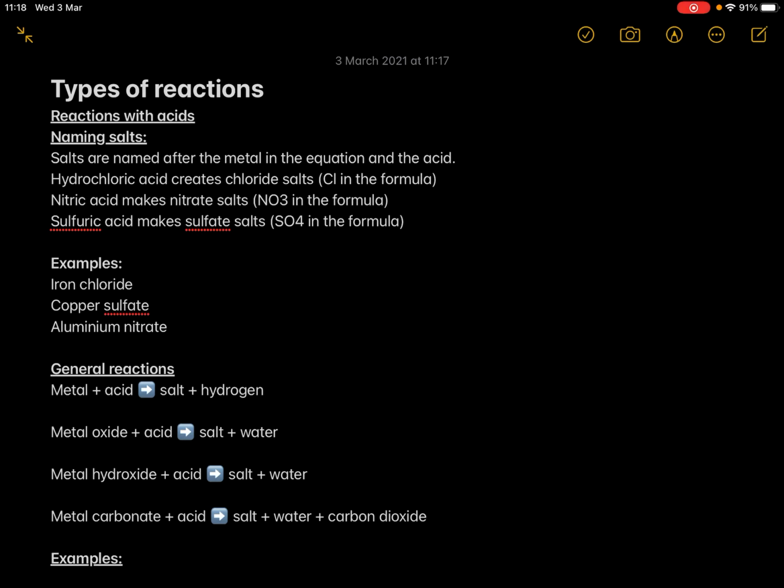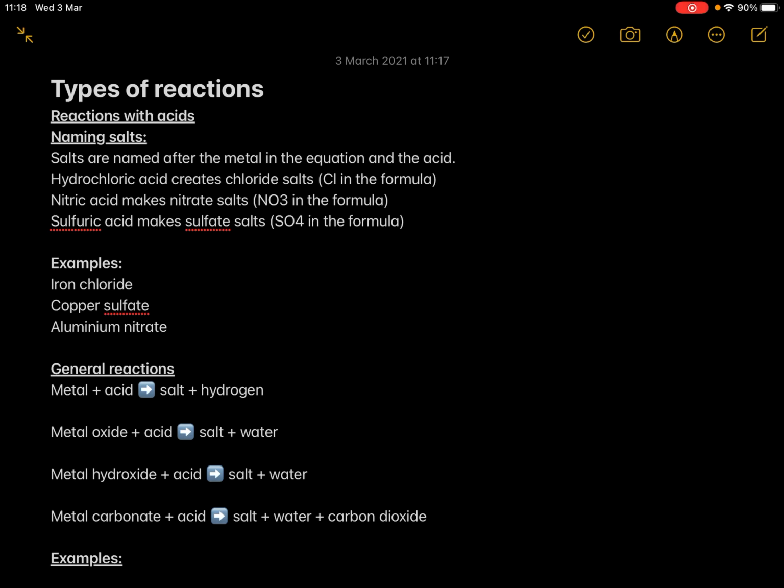Now I've chosen to focus today on reactions with acids. I was going to try and do reactions with acids and displacement reactions and halogen reactions, and I thought, that's way too much to put in one lesson. It's going to confuse the heck out of you, so let's just focus on reactions with acids today and then leave the other types of reactions for another lesson. We've got the time, so let's use it.